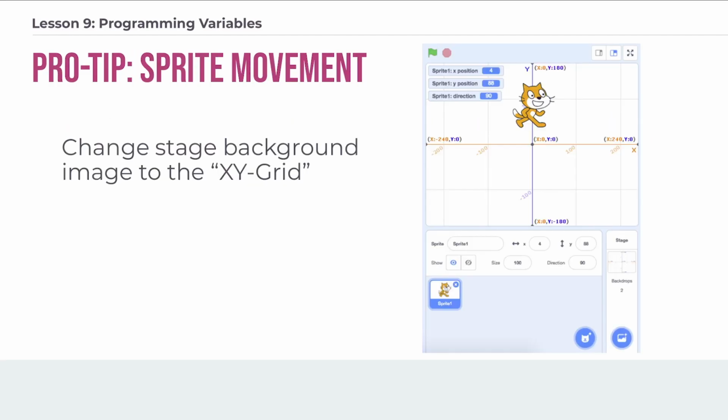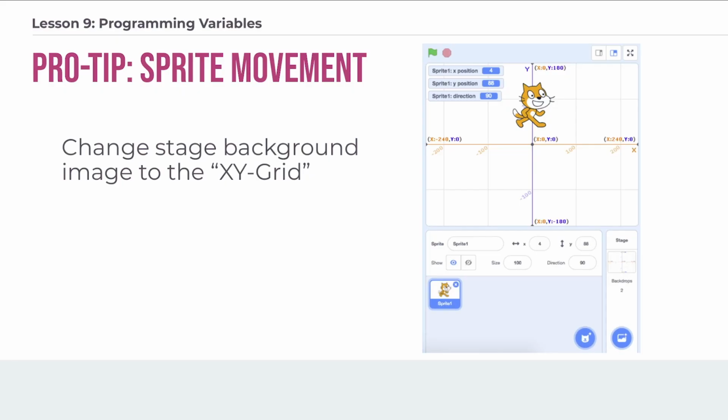All right, and something that I haven't shown you, but you can absolutely do to make sure that you know exactly where your sprite is, and if the positions don't seem to be working for you, there's a background that you can choose in the Scratch gallery that is an XY coordinate plane. And so you can actually see your cat move around on the coordinate plane and find out which quadrant your sprite is in and all of that.